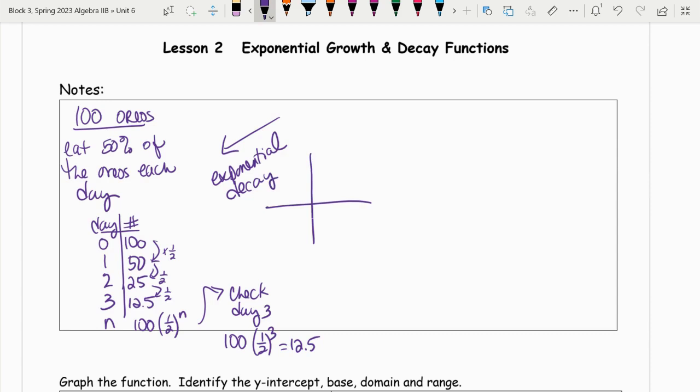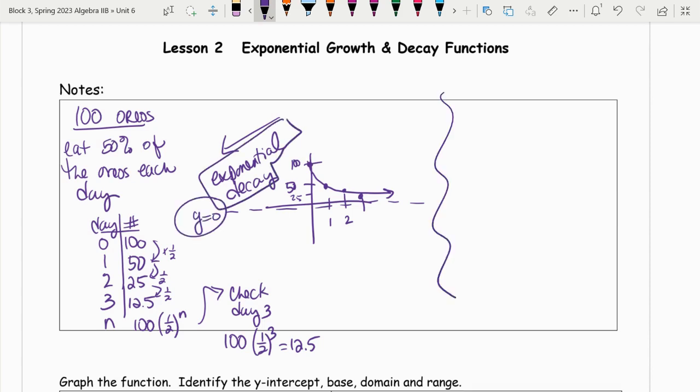What does that look like on a graph? If I start here with 100 Oreos, here's day 1. At day 1, you're at 50 Oreos. Day 2, you are at 25 Oreos. Day 3, 12.5. So I have this asymptote across here. You will always have some part of an Oreo left. So you have an asymptote at y equals 0. But this is an example of exponential decay.